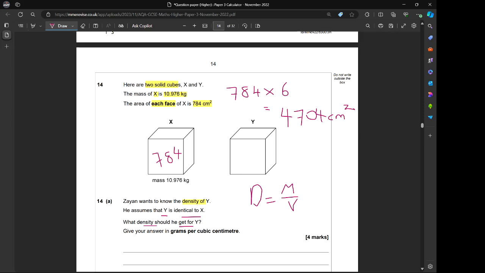Now, if the area of one face is 784, to work out the side length, I'm going to do the square root of 784, because that will give me the side length of the cube. So what is, guys, yep, well done, Safi. What is the square root of 784? Anyone got an answer?